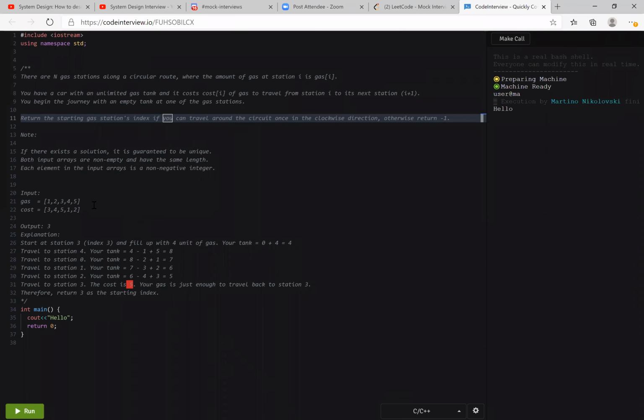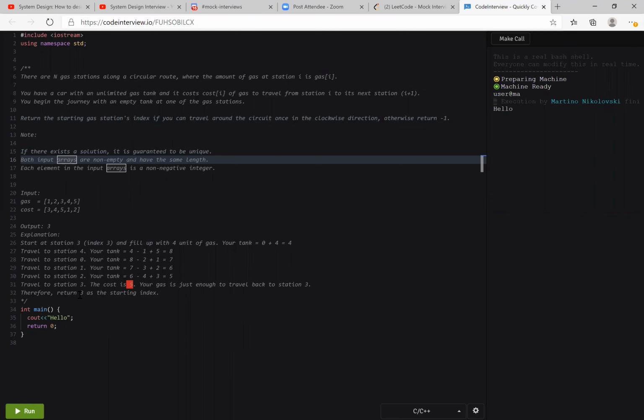Let's say there are possibly more than one. Oh, it's guaranteed to be unique. Got it. If there exists a solution, it's guaranteed to be unique. Okay, makes sense. So I get the problem statement.